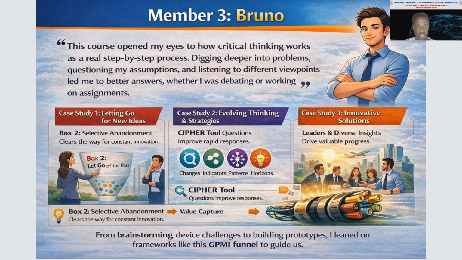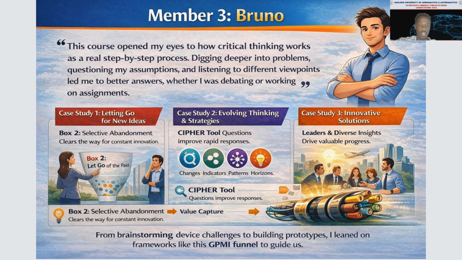In the first study on letting go, I embraced the concept of selective abandonment for box 2 of the three-box solution. I learned that deliberately letting go of past methods is not a loss, but a necessary step that clears the path for constant innovation. The second study on evolving strategies introduced me to the Cypher tool. Using its components, tracking changes, indicators, patterns, and horizons, taught me how to ask better, faster questions that improve rapid response and strategic foresight.